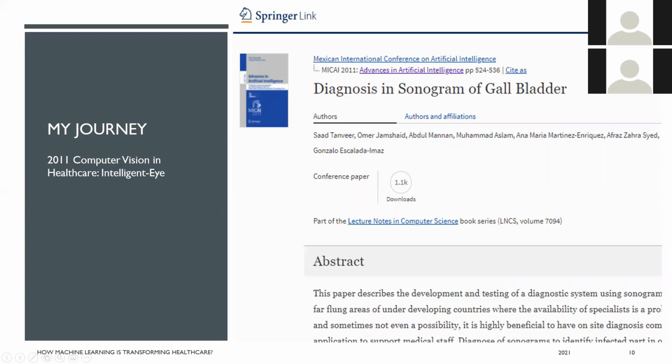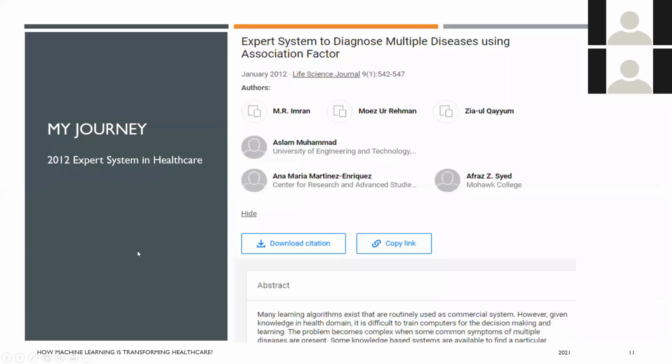One more application of computer vision for medical images was applied on gallbladder sonograms. We implemented a system named Intelligent Eye, employing imaging and diagnostic techniques for gallbladder diagnosis. Yet another contribution in medicine is an expert system to diagnose multiple diseases using association factor.